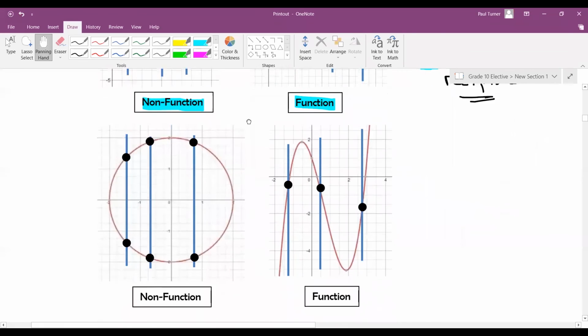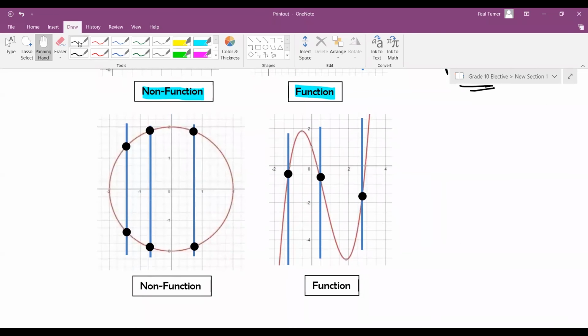And it's important to know the difference for later on. So again, in this question, when we have a circle, when we cut a circle, we cut twice, which means the graph of a circle doesn't represent a function, it's a non-function. It's still a relation though, because we're relating x to y values.